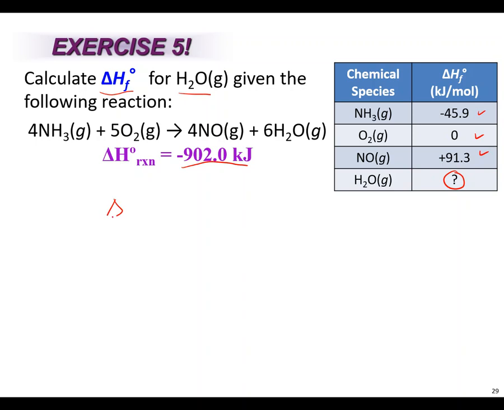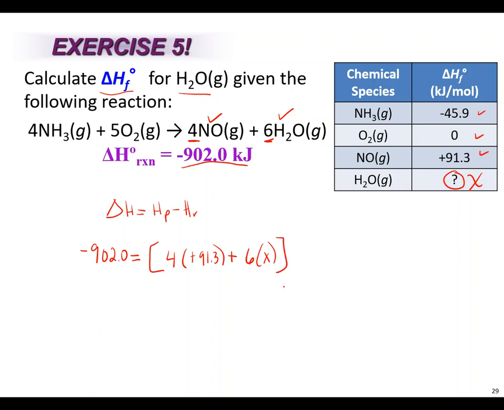So once again, write out your generalized equation here, like so, and then we start plugging and chugging. So my delta H here is negative 902.0. Over here, I'm going to start with my products. 4NO, there's 4 of them, so 4 times NO, which is the positive 91.3. Plus my other one, this is what I'm missing, but there's 6 of them, so don't forget to multiply it by 6. And I'm going to designate this value as X, because that's what I'm missing.